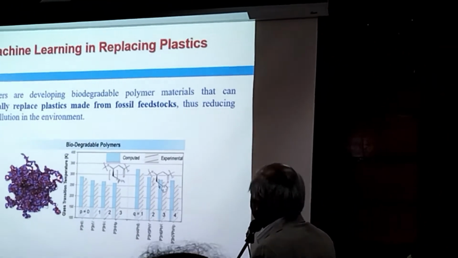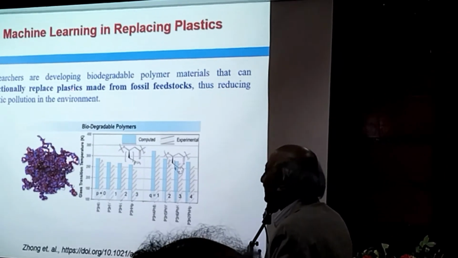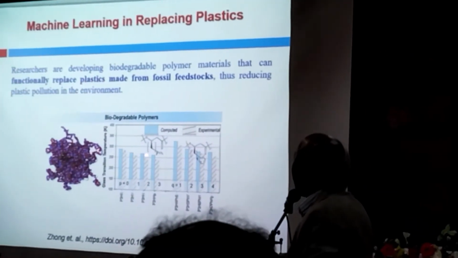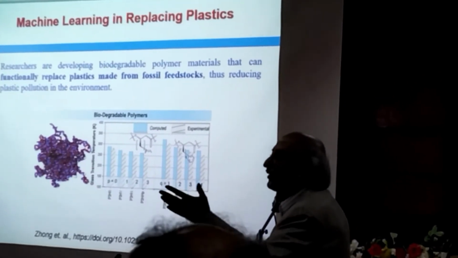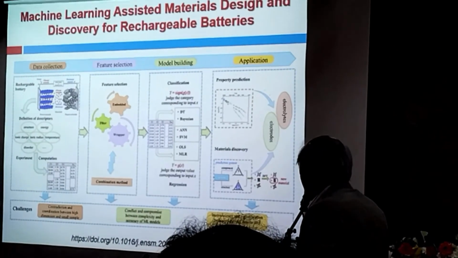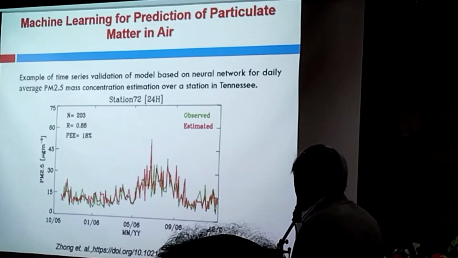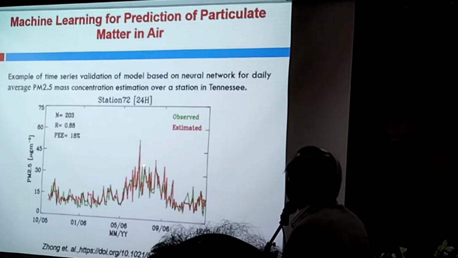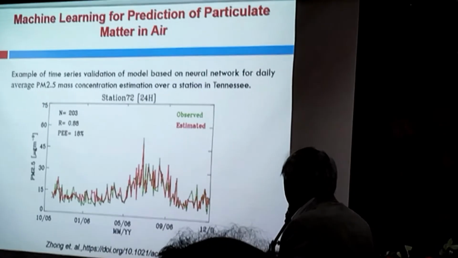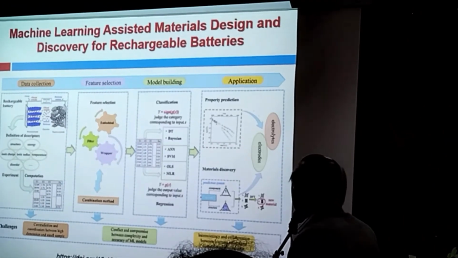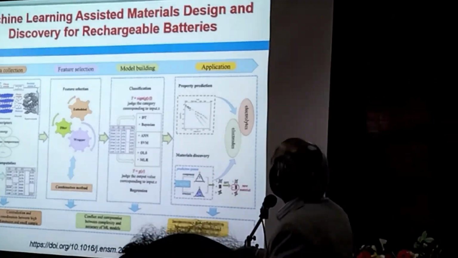And this is another important thing. Plastic is a tremendous problem for the environment, and ML is helping us regenerate organic biopolymer. Also, this is air particulates in the air. So again, this is anode. And also rechargeable battery. There is a process.